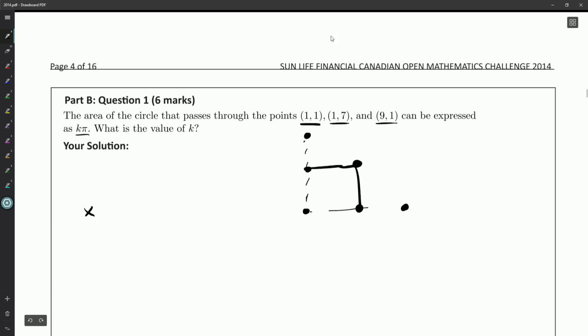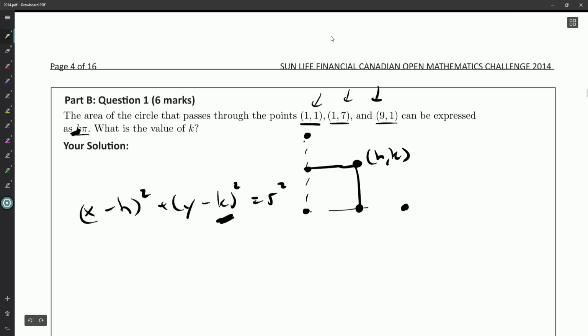Of course, you might know that all circles look like this, where r is the radius and h and k are the coordinates of the center. So you could set up three different equations using these points and try and figure out what h, k, and r are. Okay, don't confuse this k with the k in their answer. But I think the easiest way to do the question, now that I've actually plotted these points, is the following observation.